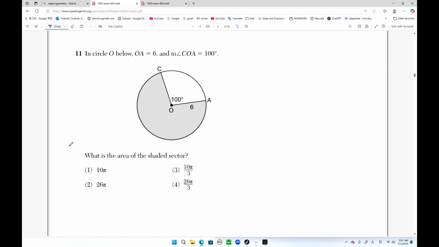Number 11. What is the area of the shaded region? The entire area is pi r squared, 36 pi. That's proportional to its central angle, okay? 100 over 360, isn't it? 360, the 10 is out. We got what? 10 pi is the answer, okay?